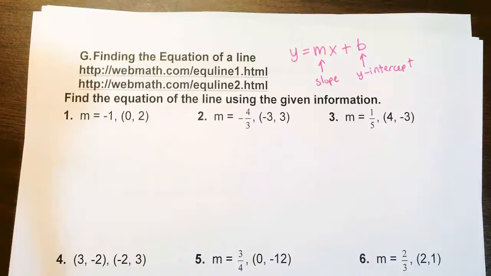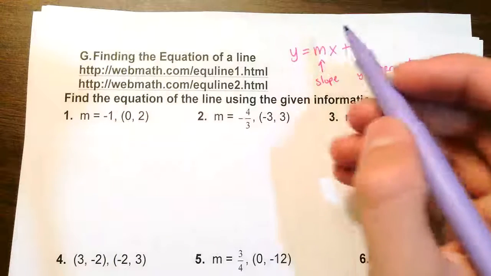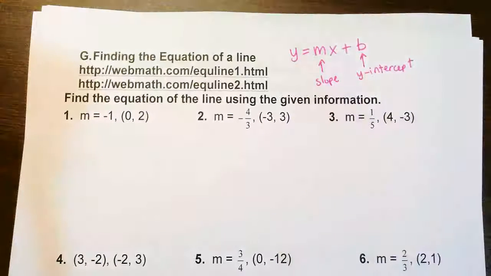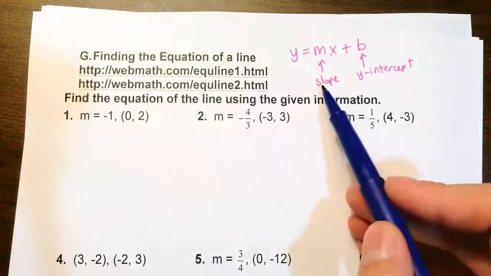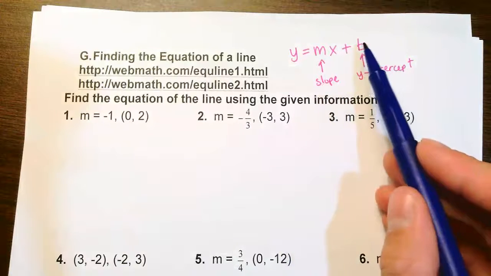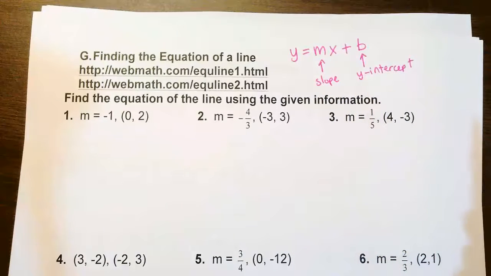All right, guys, we're going to go over page G from the AP Prep Geometry Summer Homework about writing the equation of a line. We're going to start with some different information for each problem, but something important to remember is the slope-intercept form of the equation of a line. So y equals mx plus b.